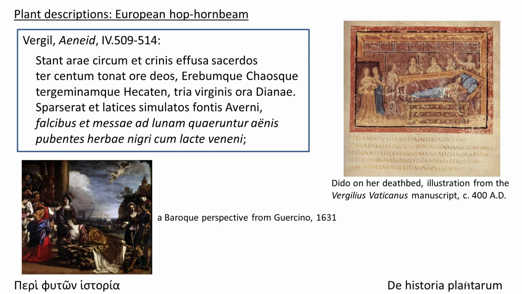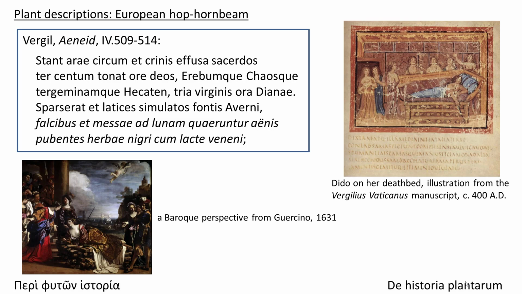In my English translation, I am borrowing from Sarah Ruden. Sparserat et latices simulatos fontis Averni. The priestess sprinkled drops she said were from Avernus. The Romans believed the volcanic crater lake in Italy they called Lake Avernus was an entrance to Hades.